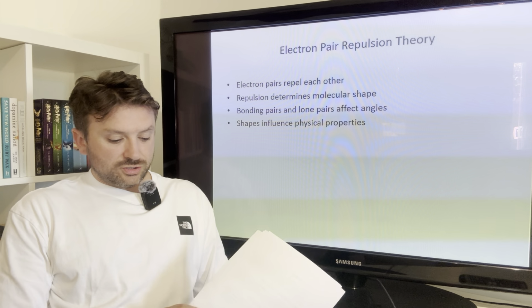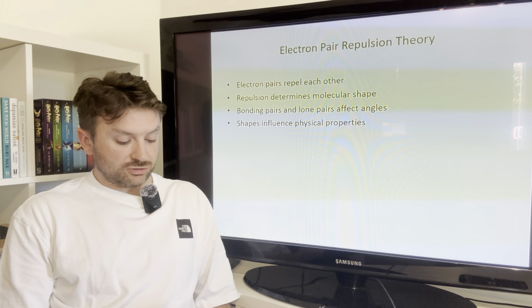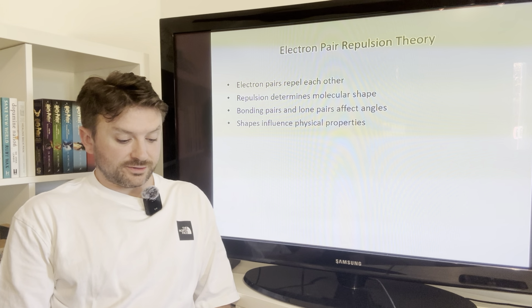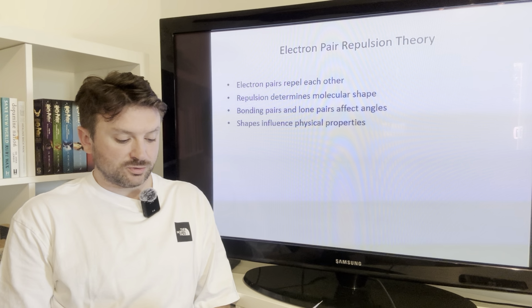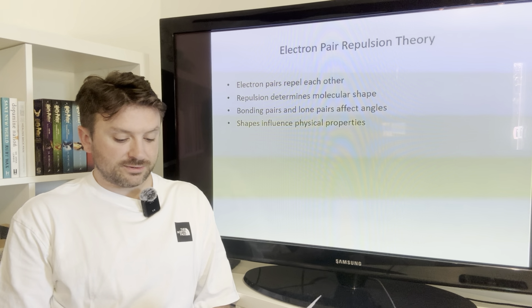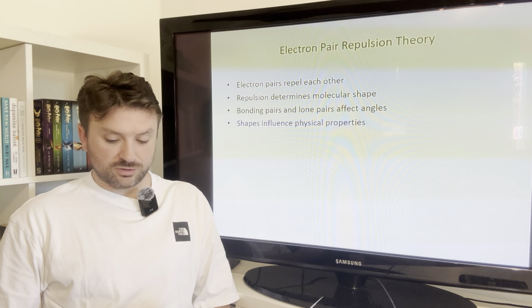So now we move on to electron pair repulsion theory. Electron pair repulsion theory states that electron pairs surrounding a central atom repel one another. To minimize repulsion, they arrange themselves as far apart as possible. This theory allows chemists to predict the 3-dimensional shapes of molecules and ions, which can influence their physical and chemical properties.